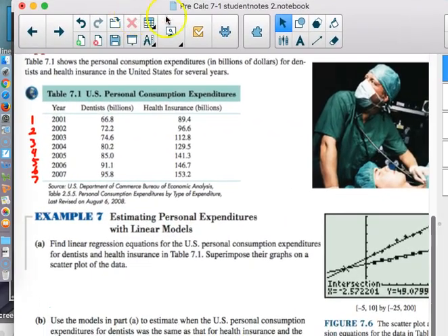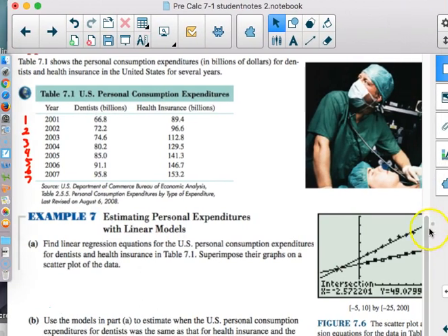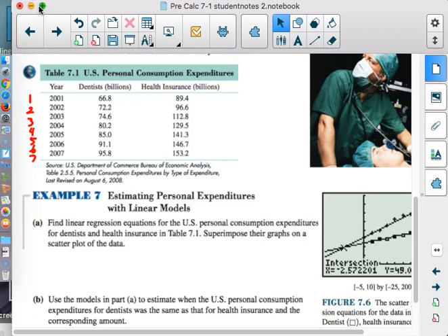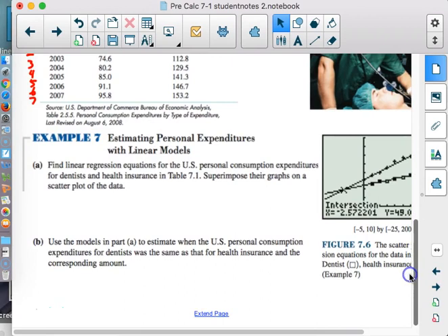So let me get this up here and we'll write that down. And then the second part of this inevitably will be, where do we find the intersection? So scrolling this up a little.